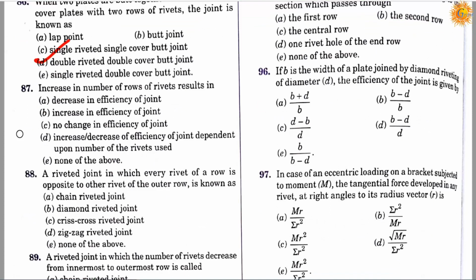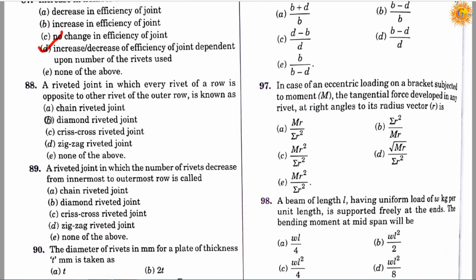Question number 87. Increase in number of rows of rivets results in. Option A decrease in efficiency of joint, option B is increase in efficiency of joints, option C is no change in efficiency of joint, option D decrease of efficiency of joints depends upon number of the rivets used, option E is none of the above. Correct answer is D.